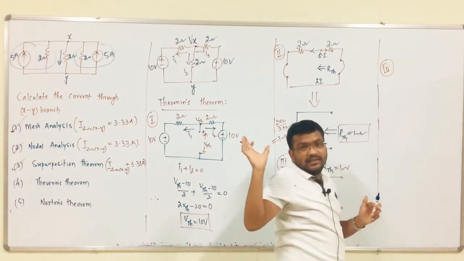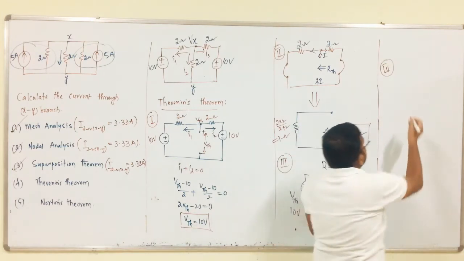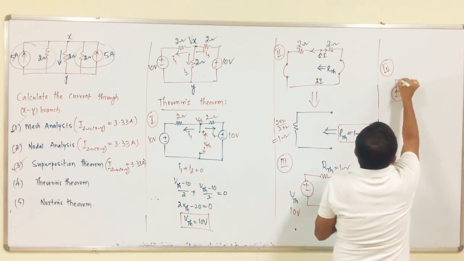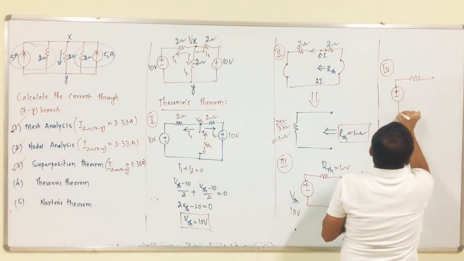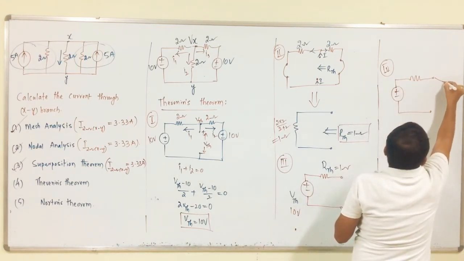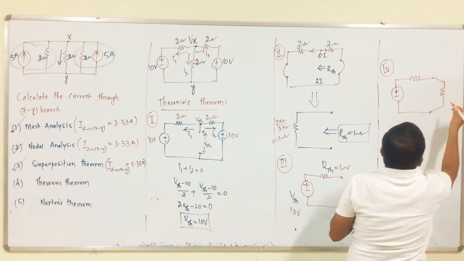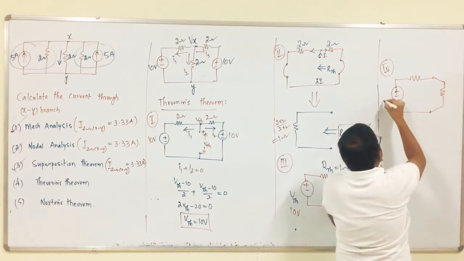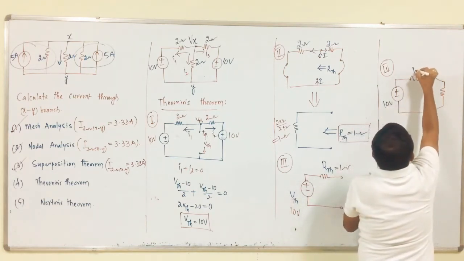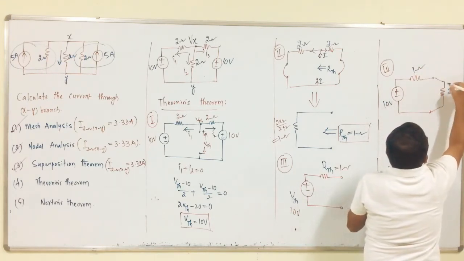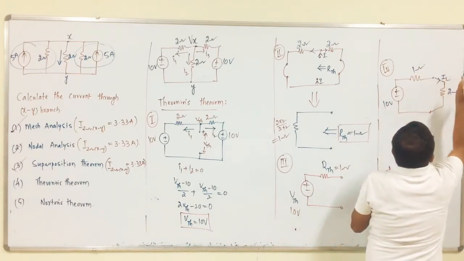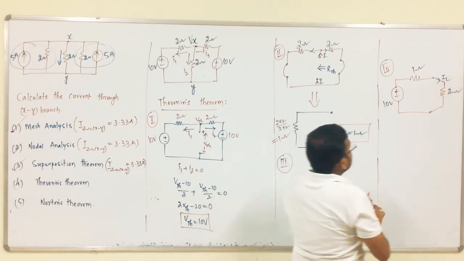Reconnect the load resistance and calculate the load current, plus minus RTH. What is this value? 10 volts, this is 1 ohm, this is 2 ohm, the current through this branch is nothing but IL.